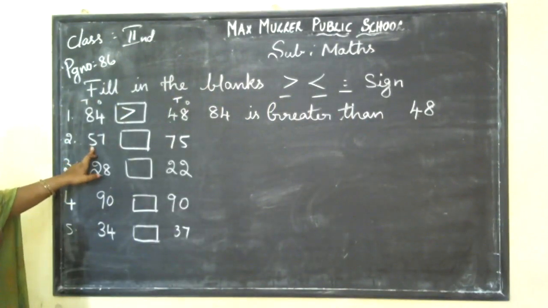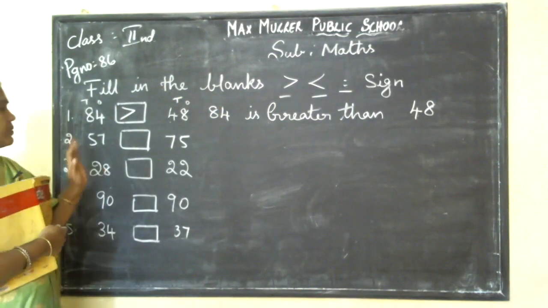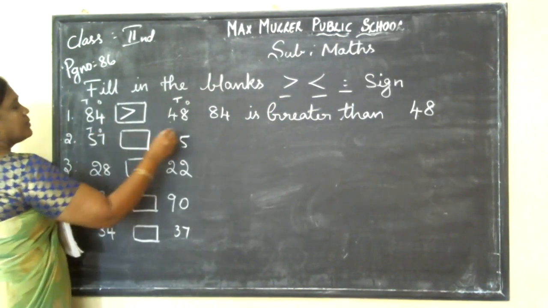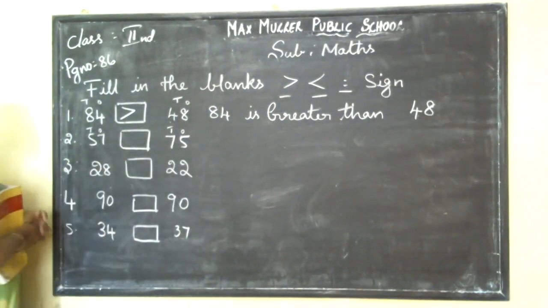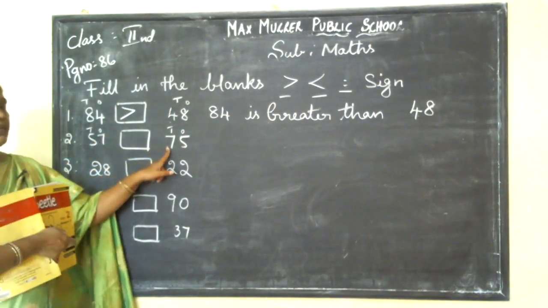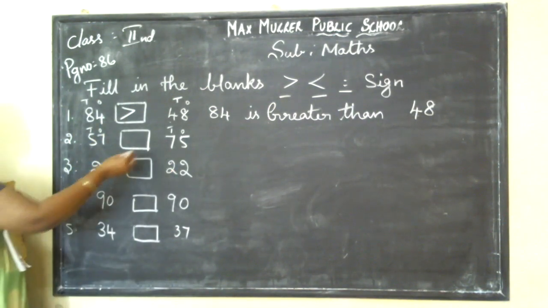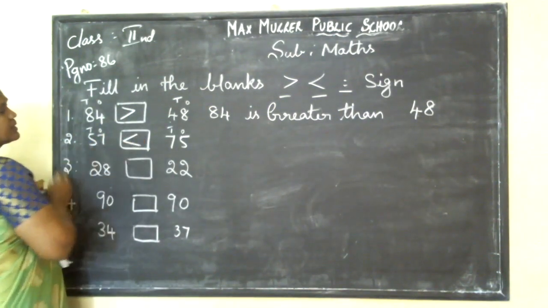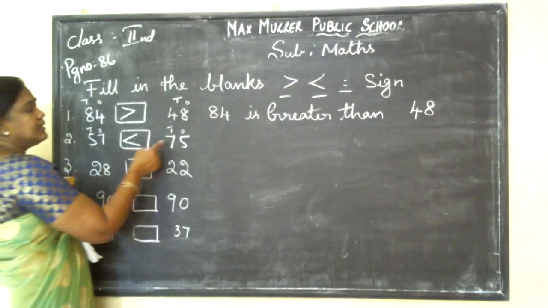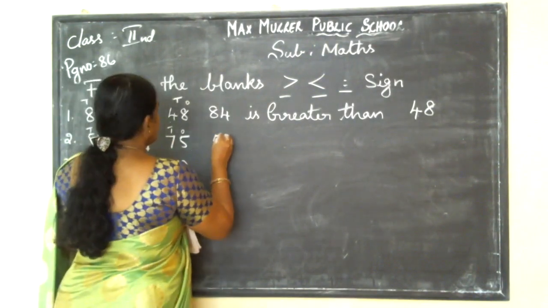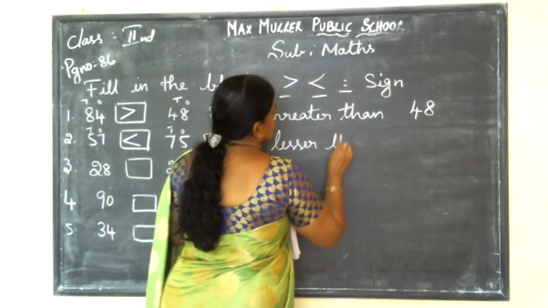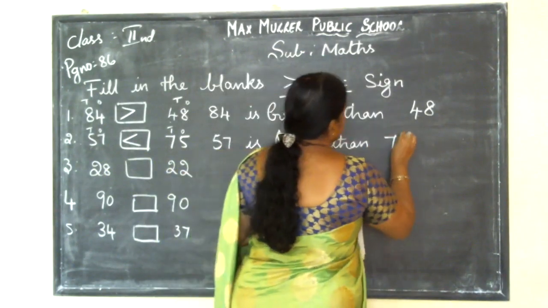Here also 2-digit numbers are there. Left side 57, right side 75. See the tens place. Here in the tens place, 5 is there. Here, 7 is there. Which one is bigger here? 7 is the bigger number, so you will put the sign like this. So, 57 is lesser than 75.